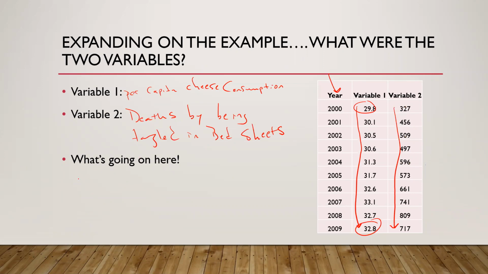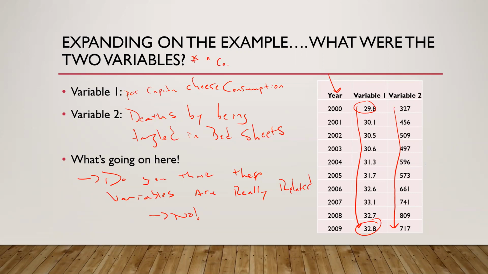So what's going on here? Do you think these variables are really related? Yeah, I don't think so. No way. Okay, per capita cheese consumption is not explaining why death by bed sheets is going up. It's not. It's just not. So you might have heard this expression before, correlation does not imply causation.